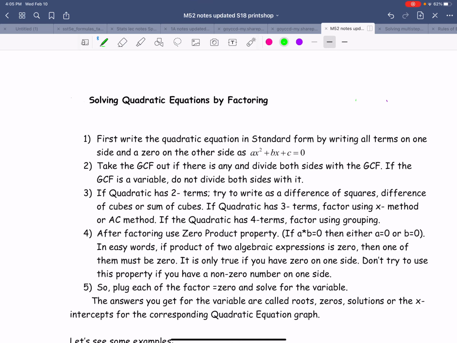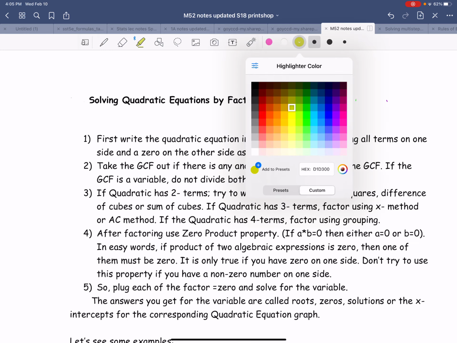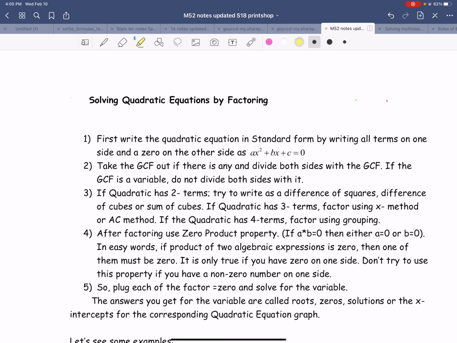In this video, we will discuss solving quadratic equations by factoring. So we'll focus on how to solve a quadratic equation using the factoring techniques. We have talked about various techniques for factoring. We have talked about how to factor difference of squares, difference of cubes, sum of cubes, how to factor using the x method when the leading coefficient is 1 for a quadratic trinomial, and also how to factor when a is not equal to 1, the leading coefficient is not equal to 1.